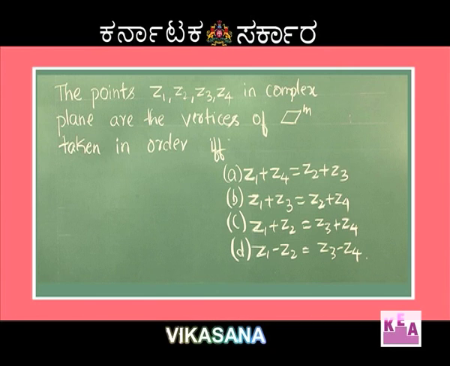The points Z1, Z2, Z3, Z4 in the complex plane are vertices of a parallelogram taken in order if and only if: Z1 plus Z4 is equal to Z2 plus Z3; Z1 plus Z3 is equal to Z2 plus Z4; Z1 plus Z2 is equal to Z2; Z1 plus Z2 is equal to Z3 plus Z4; Z1 minus Z2 is equal to Z3 plus Z4.